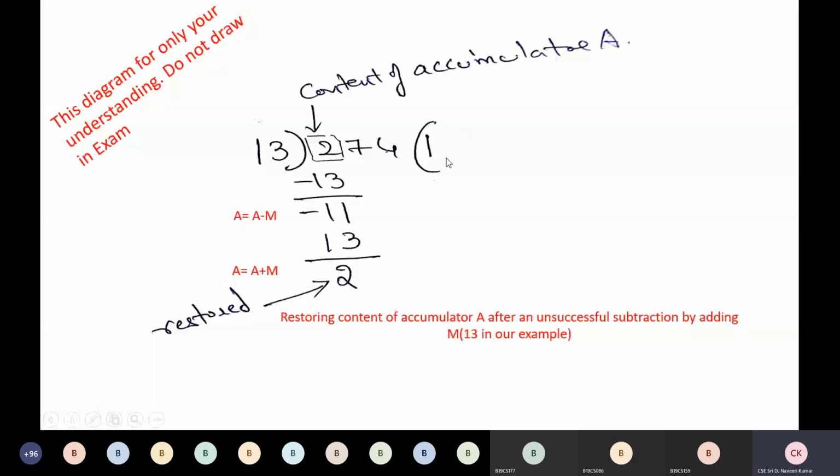It is something like a 0, right? First minus 13, then plus 13, so the quotient is 0, right? So we have restored back to 2. Next, do ordinary division. I bring back the 7, it becomes 27. 13 into 2 is 26. I get the remainder 1.